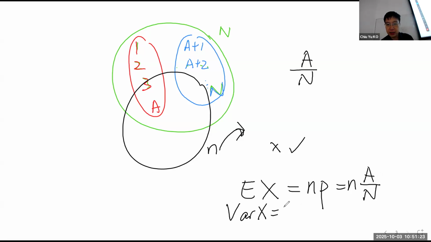It turns out to be np(1-p), but you have another term, which is (N-n)/(N-1). This is in your slide already, so don't worry about this on the whiteboard. This part is the same as binomial, but this part, which is less than 1, is not binomial.